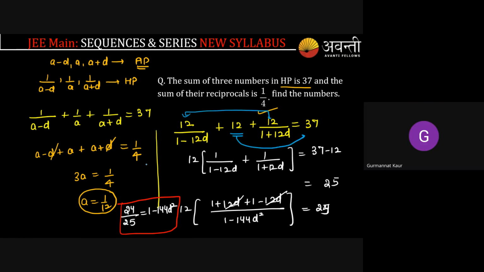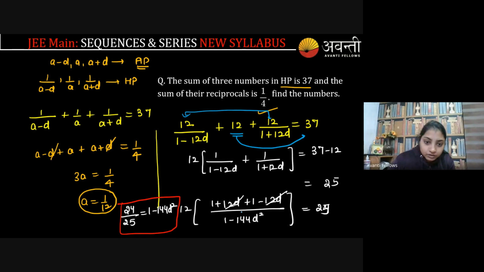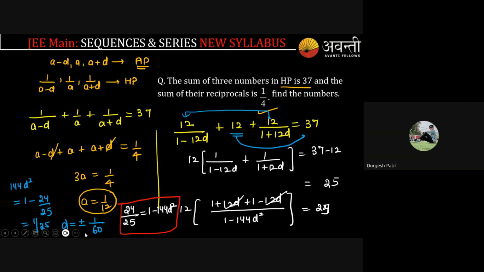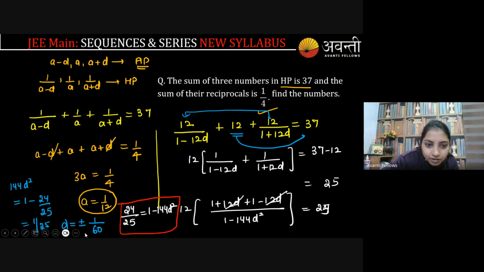Okay, ma'am. Alright. So it means 144D square is equals to 1 minus 24 upon 25. This will be equals to 1 upon 25. So D must be equals to plus minus 1 upon 60. Yes or no? Yes, ma'am. So if you are able to find A, you are able to find D, then you can find the numbers also.